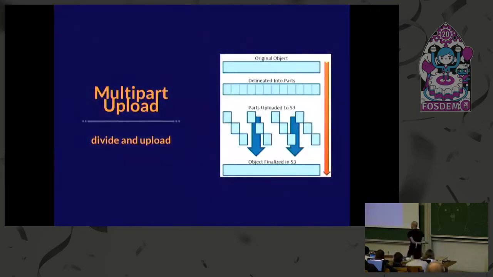So for the next iteration, we went back to the drawing board and started looking more deeply at the S3 APIs, and we found this thing, the multipart upload, so divide and upload. It was designed for another use case. The idea is that to increase performance and make better use of your bandwidth, you can split your original object into several parts, upload them concurrently, and then you have a final call that just finalizes everything. This is just one single object. And then you have your final object.